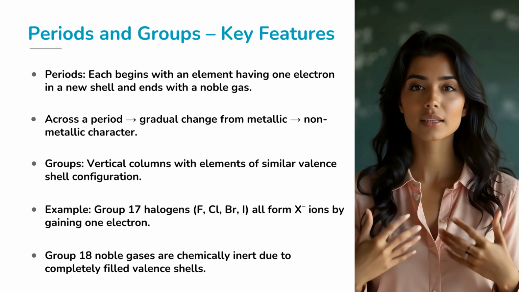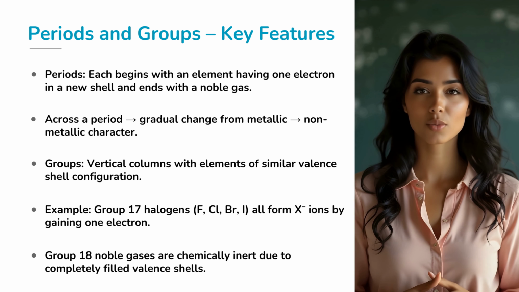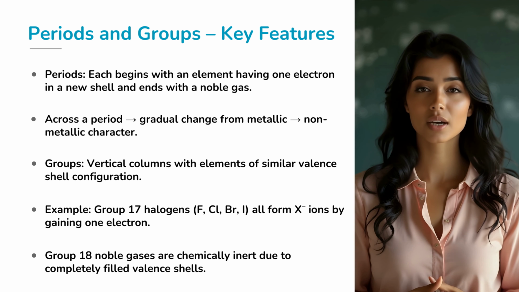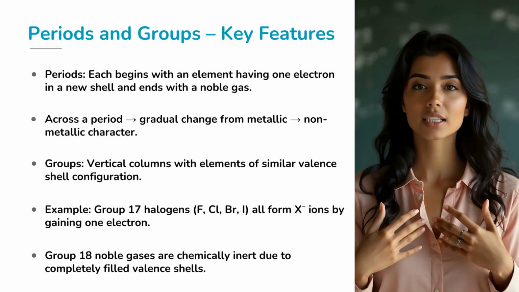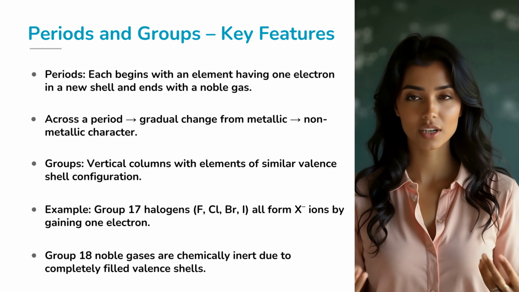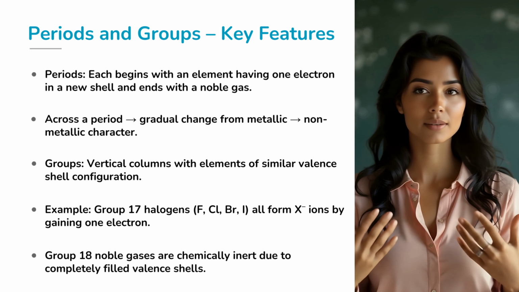For example, the second period starts with lithium, electron configuration 2,1, and ends with neon, 2,8. Across a period, metallic character decreases and non-metallic character increases. It's a smooth transition from reactive metals on the left to noble gases on the right.